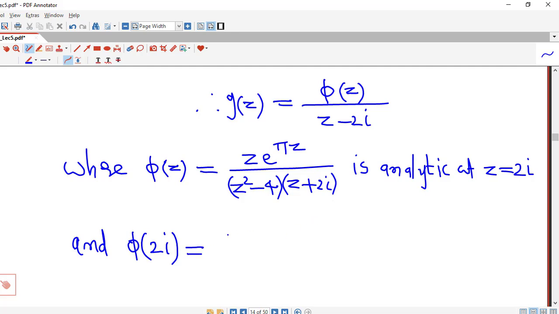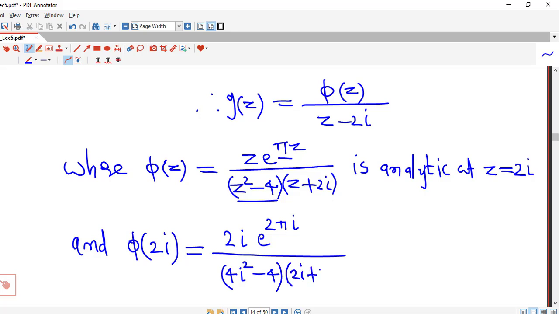So for that we put z equal to 2i. Here we have e raised to pi into 2i, that I rewrite as 2 pi i, z equal to 2i, so 2i square, that is 4 into i square minus 4, and here 2i plus 2i. So I have put everywhere z equal to 2i: here e raised to pi into 2i, 2i square minus 4, 2i plus 2i.